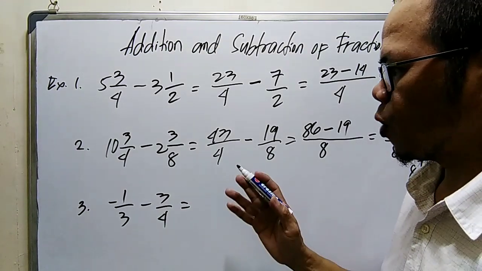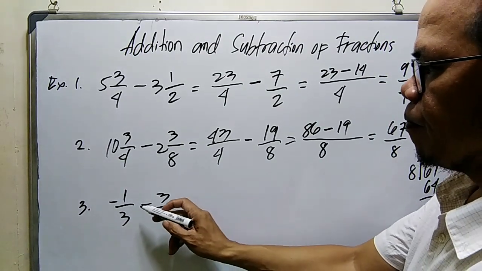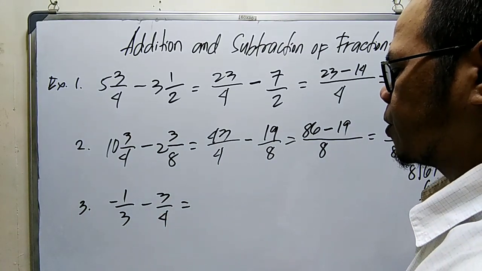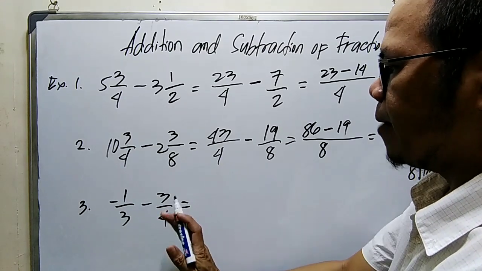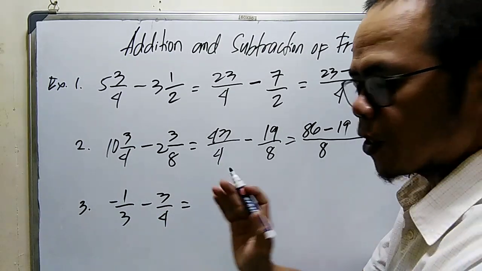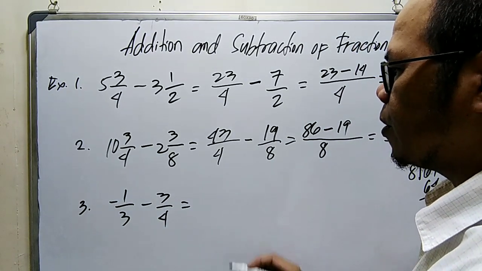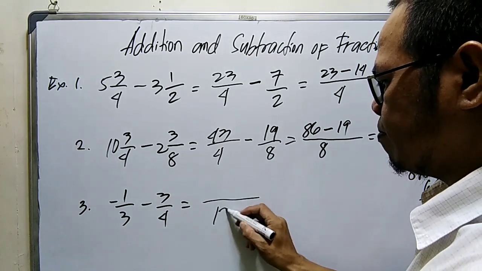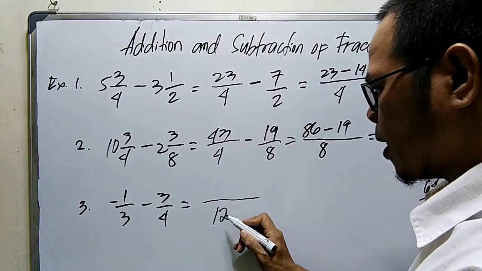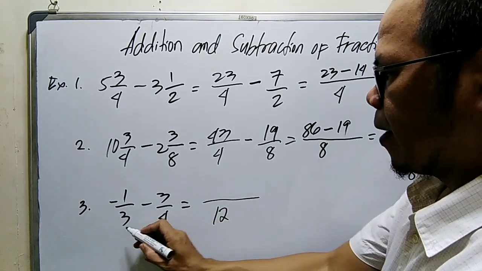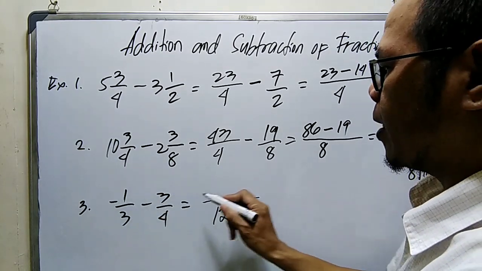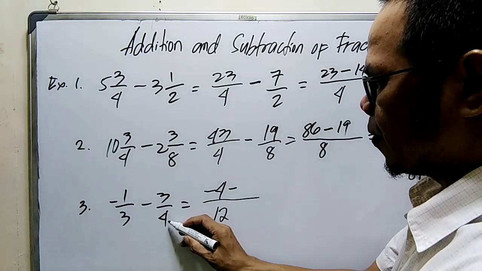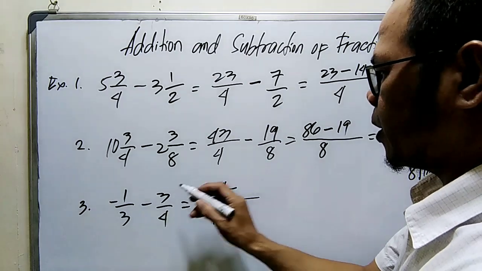Okay, so let's proceed to example number 3. Negative 1 over 3 or negative 1/3 minus 3/4. So since proper fraction sila, pero hindi sila pareho ng denominator, di natin pwede sila i-minus agad. So ang gagawin natin dito, kunin muna natin yung LCD. So yung LCD natin is 12. Si 12 ma-divide sa 3, at saka si 12 ma-divide sa 4. So 12 divided by 3 is 4, times negative 1 is negative 4. Kopyahin natin si minus sign. 12 divided by 4 is 3, times 3 is 9.